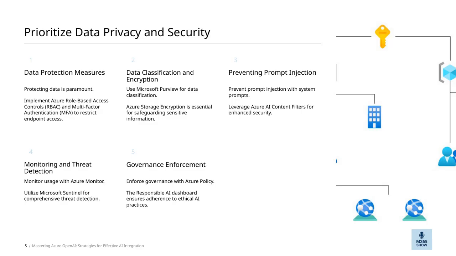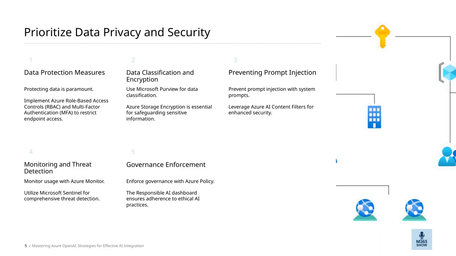Let's talk about prioritizing data privacy and security as we master Azure OpenAI. First, it's crucial to enforce governance with Azure policy. This helps ensure that all AI deployments adhere to organizational standards and compliance requirements. Next, we have the Responsible AI dashboard, which plays a vital role in making sure we follow ethical AI practices. It provides visibility into how our AI systems are functioning and helps us maintain trust.